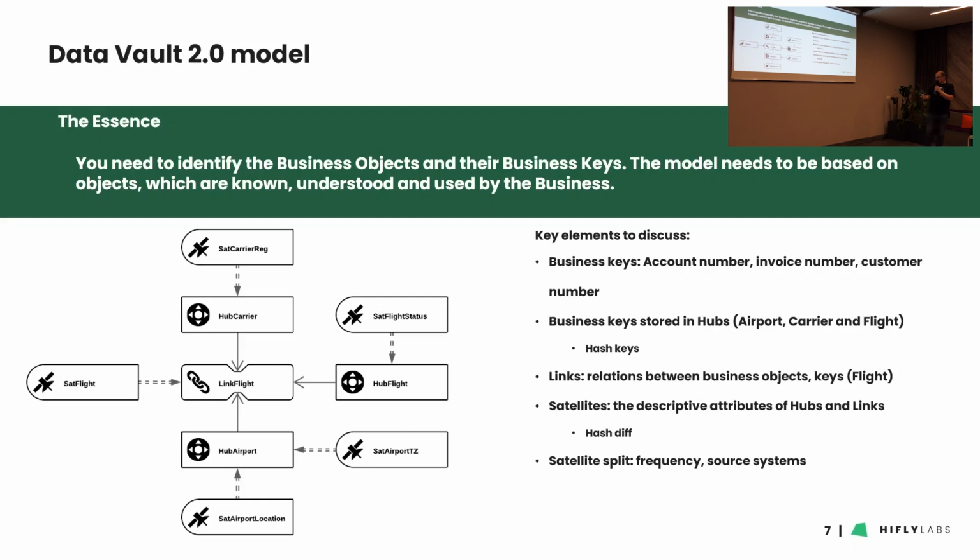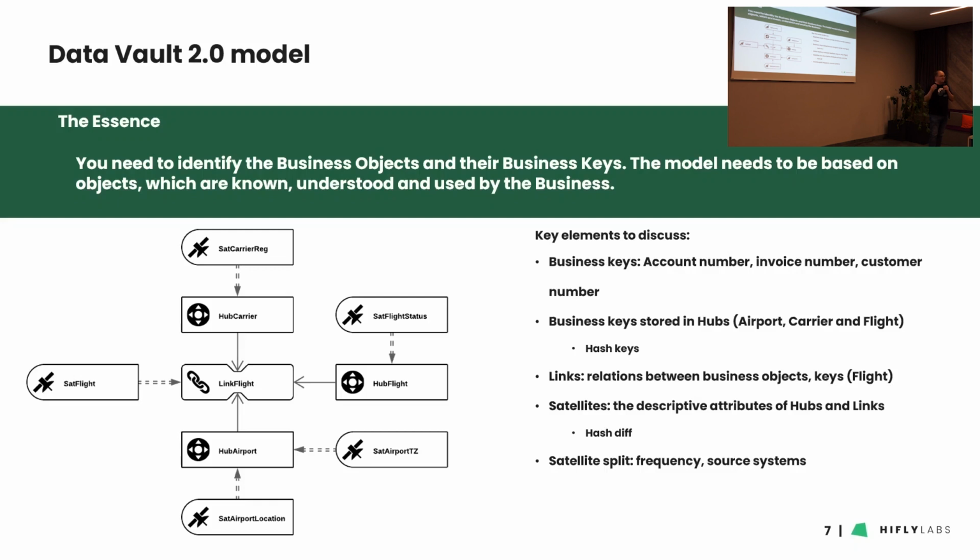And you can also see here in this example that in most of the cases, a hub or a link can have multiple or even many satellites. That's what we call satellite split. So the data that is linked to an airport, for example, can be split according to different attributes of the data, like frequency. So we have a data source that changes frequently, and in the same data source we have attributes that change very rarely. Then it's probably a good idea to put them into separate satellites.